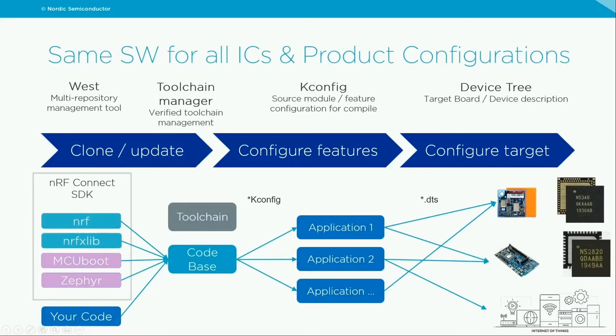nRF Connect SDK is not only great software, but also a powerful standard toolchain for configuration, build, and source management. Nordic provides Toolchain Manager, which installs the full toolchain that you need to work with the nRF Connect SDK. The west tool helps you to manage multiple repositories, because nRF Connect SDK is just a set of GitHub repositories. Then Kconfig is a source module feature configuration tool. Using this tool, out of one code base, you can create several applications just by the right configuration.